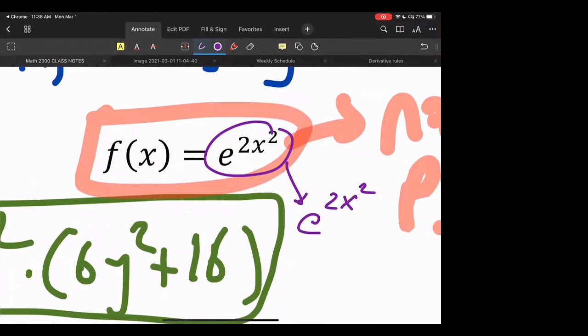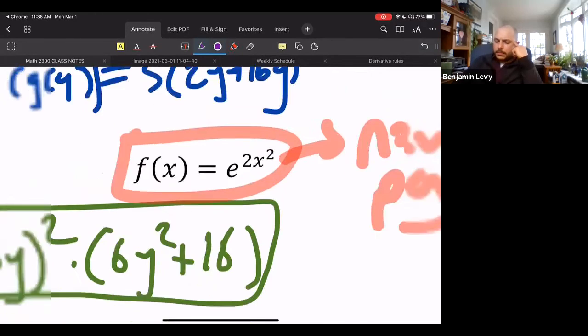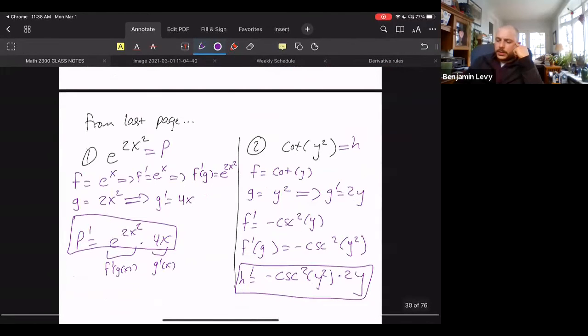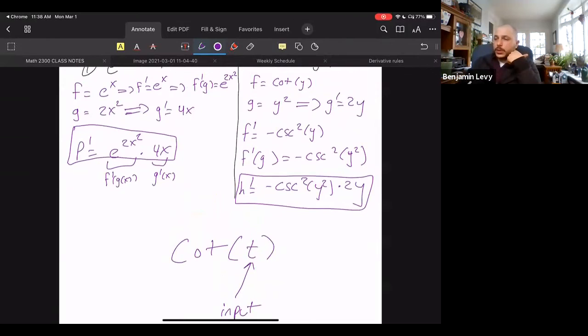That's different than cotangent. You can't just have cotangent by itself. You can't have cotangent without anything in it. You need to have something plugged into it. So it's not multiplied. It's not cotangent times y squared. It's cotangent at the point y squared.